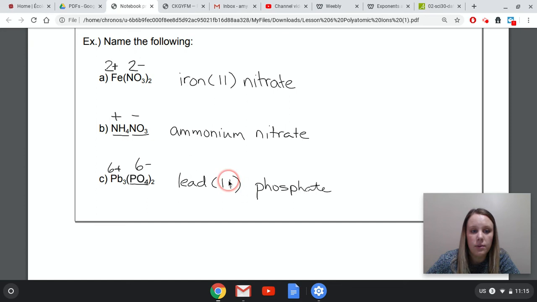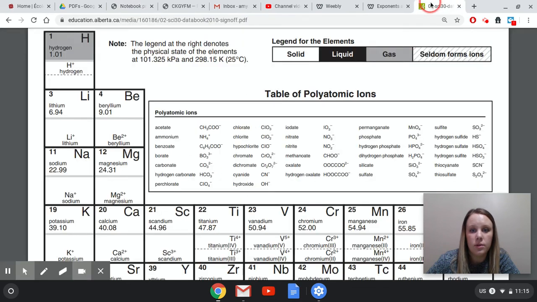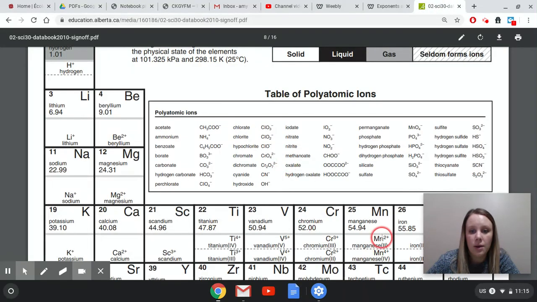Now remember that we only have to write the Roman numerals if we go on the periodic table and we see that that's possible. If that wasn't possible, you wouldn't write the Roman numerals.